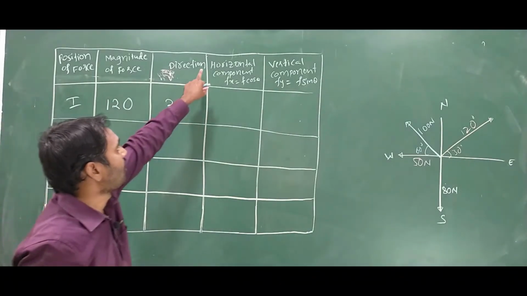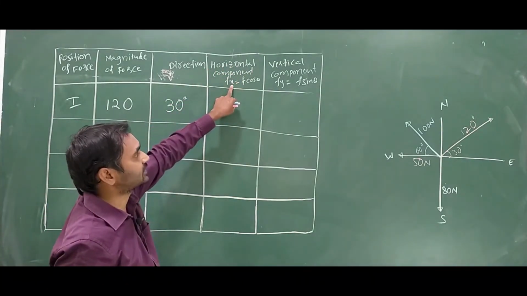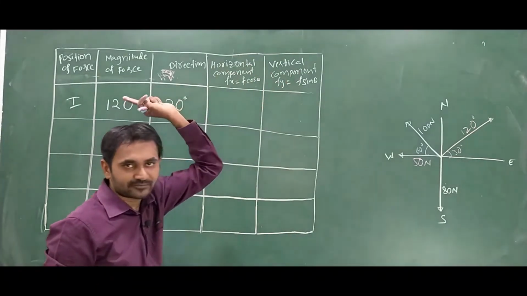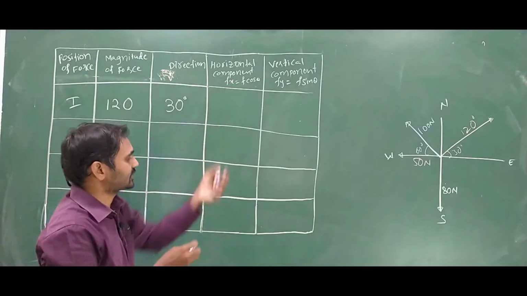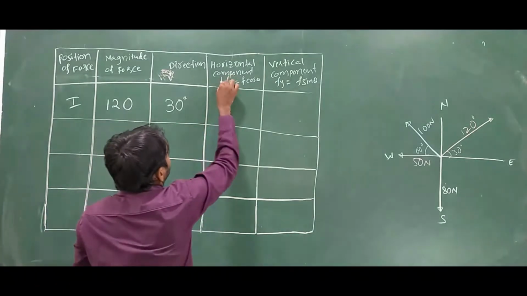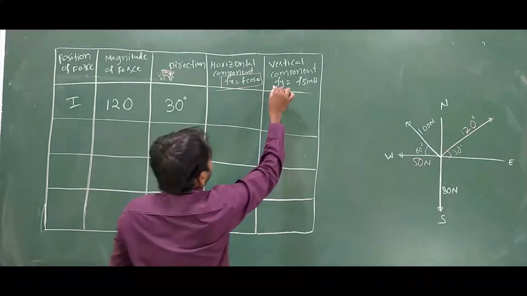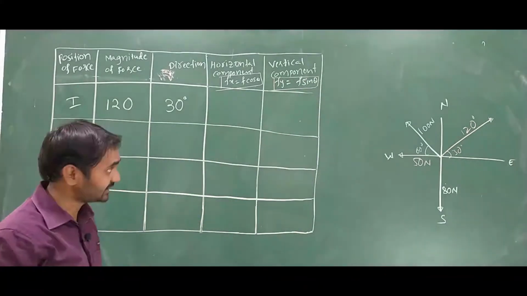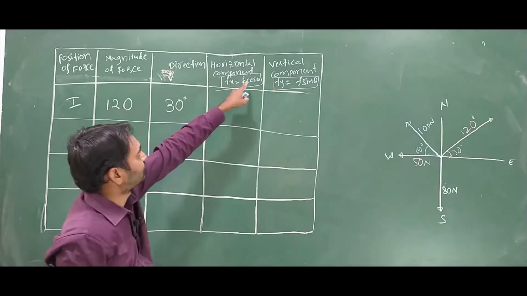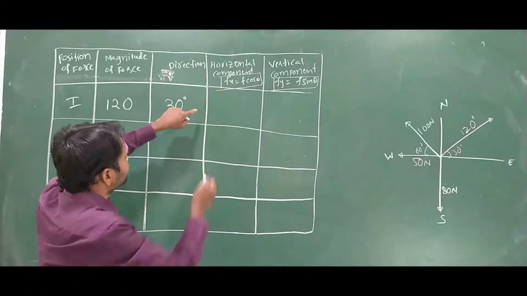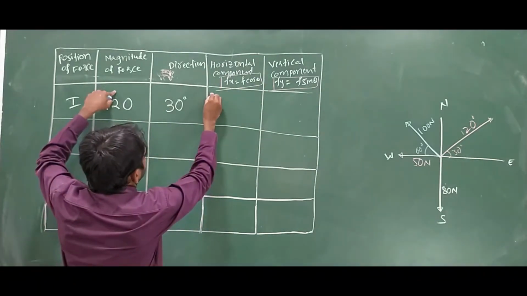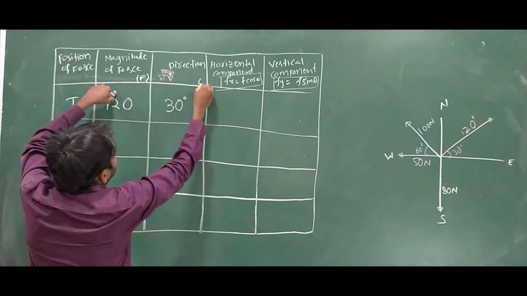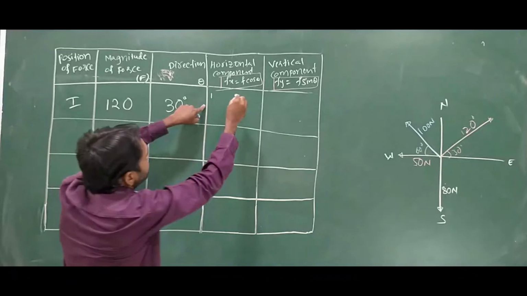And now horizontal forces, I have written the formula also. Fx equal to F cos theta, Fy equal to F sin theta. You can take these formulas. These are the previous formulas which I have written in the tabular column also for your better understanding. So F cos theta, what is F here? 120. Fx equal to F cos theta.